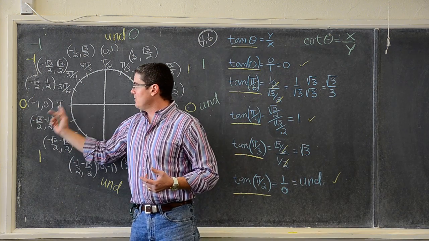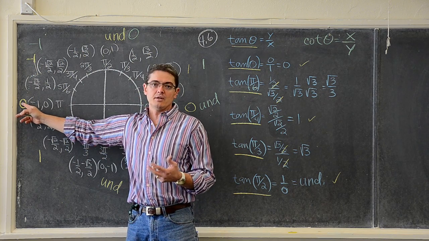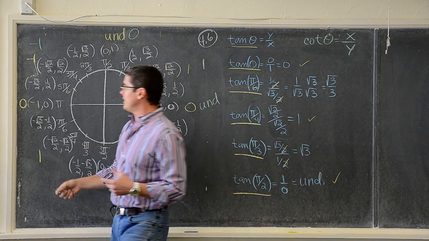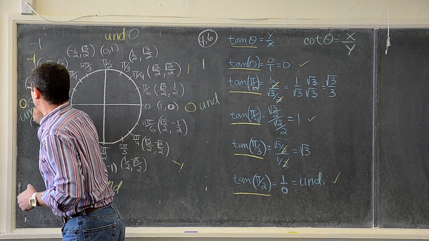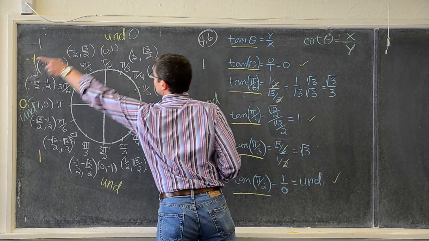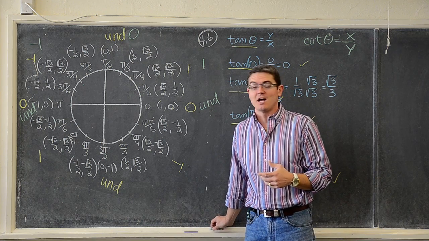Cotangent of pi, if you take 0 and you flip it, you get an undefined value, since cotangent is x over y. Again, you can't divide by 0. So that's going to be undefined. And there is your first period of cotangent. And these values repeat around the bottom half of the unit circle. Let's actually look at a couple of graphs, shall we?